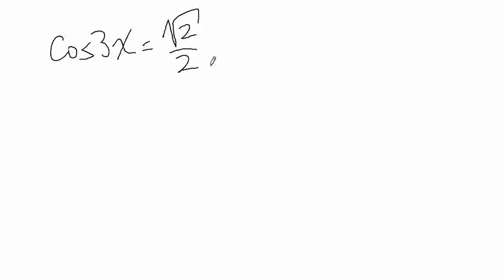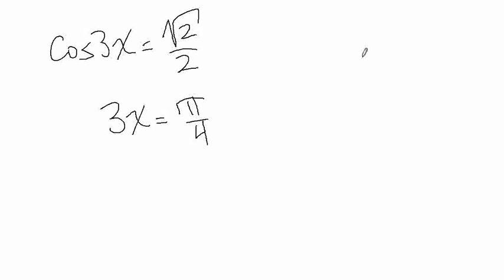Suppose we wanted to solve this trigonometric equation. The cosine of 3x equals the square root of 2 over 2. So we need to find an angle measure such that the cosine of that angle measure is the square root of 2 over 2. And that angle measure is what 3x is equal to. Now, you hopefully know that one solution is pi over 4. All right.